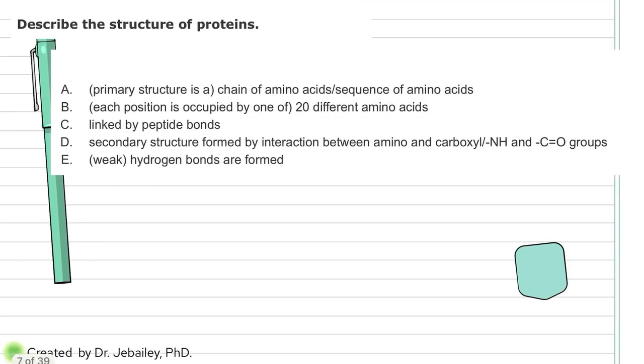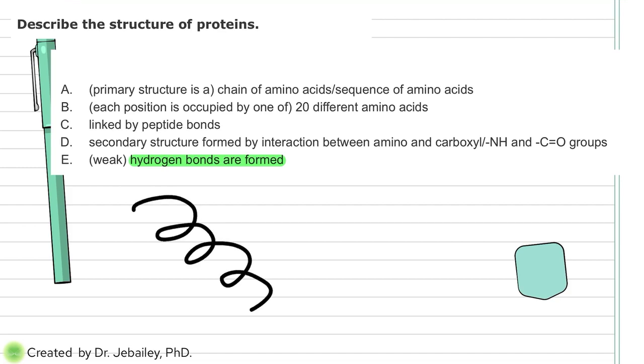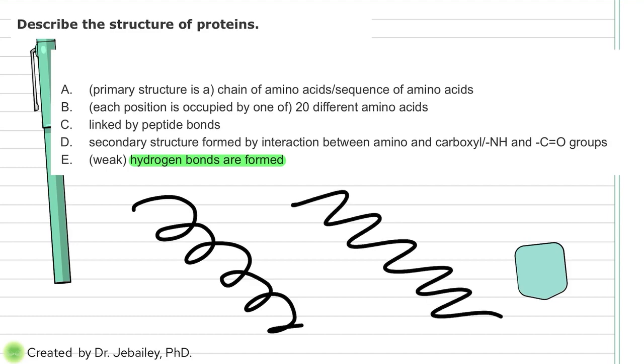We also have hydrogen bonds formed. What this means is, as I told you, this is when it's a secondary. The chain is starting to fold like this, and these foldings are happening because there are weak hydrogen bonds connecting the amino acids right here.